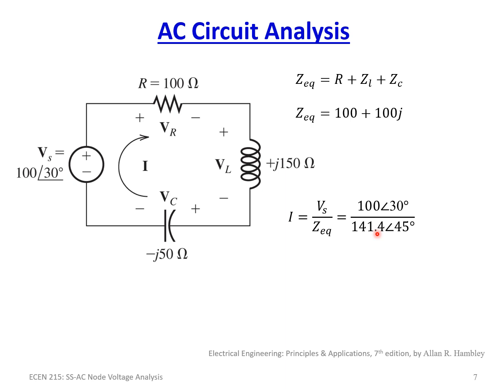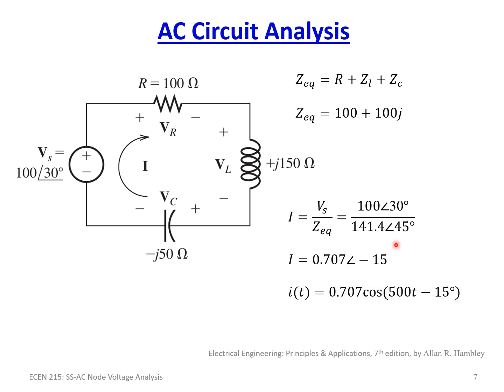0.7072 as a magnitude. And since we're doing division, we simply need to subtract 30 minus 45, which leads us to a current of 0.707 with a phase shift of minus 15 degrees amps.